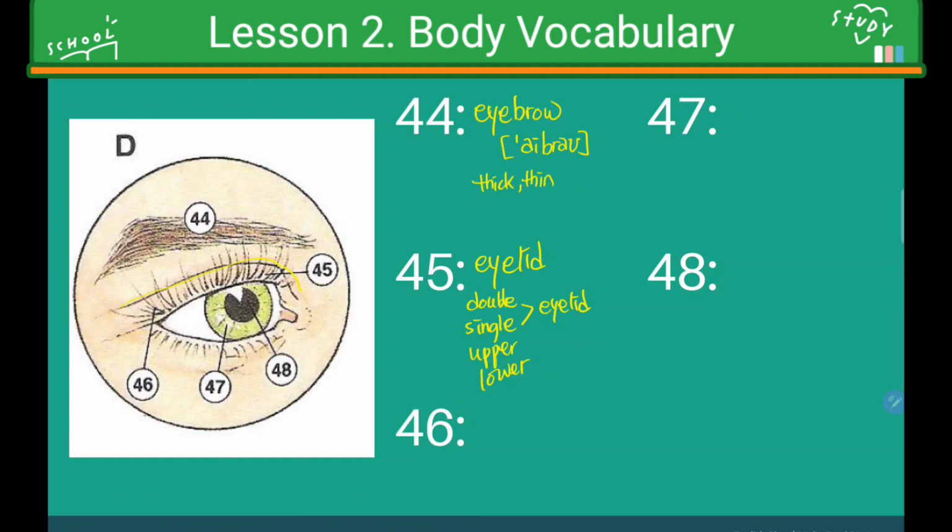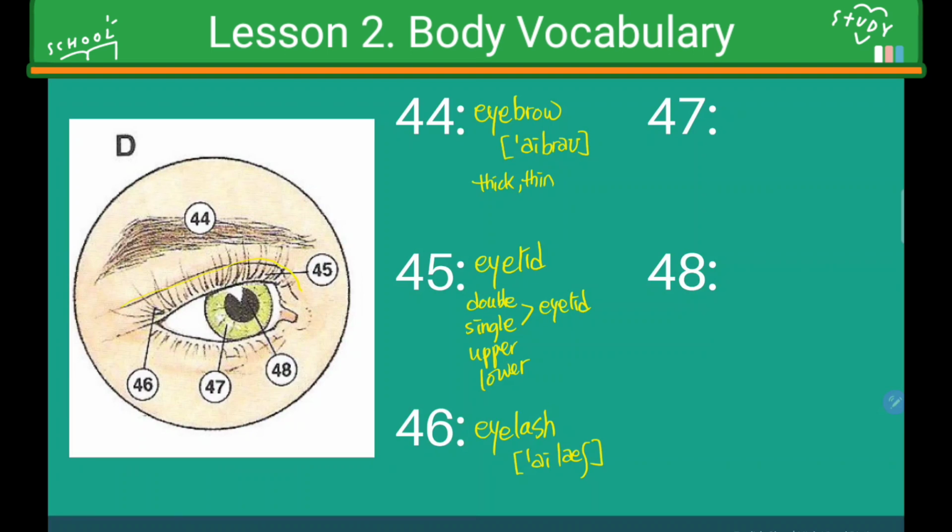Okay? And 46 is the little, sometimes long hair that is used for our eyes' protection or for aesthetics, to make someone look beautiful. That's eyelash. So the stress is on the first syllable, and it's eyelash.